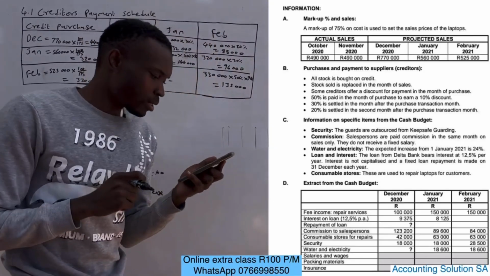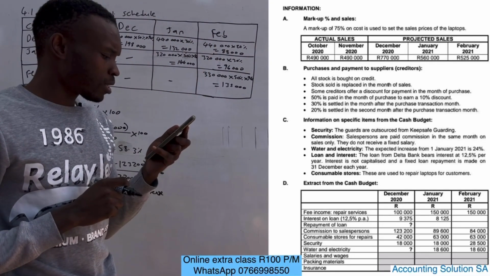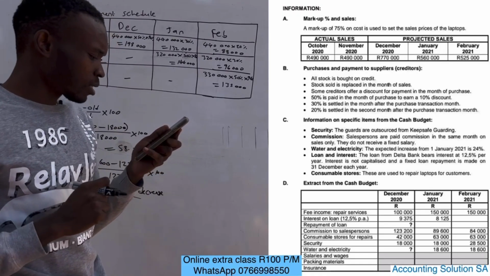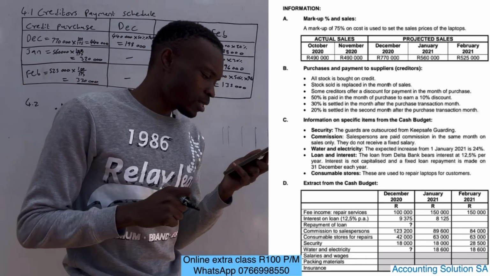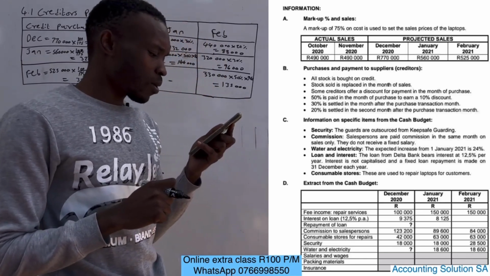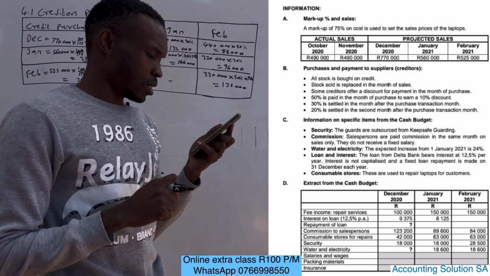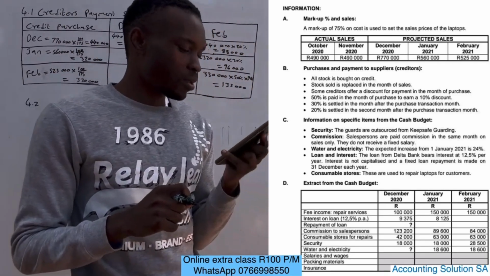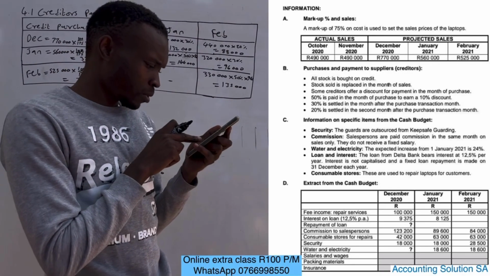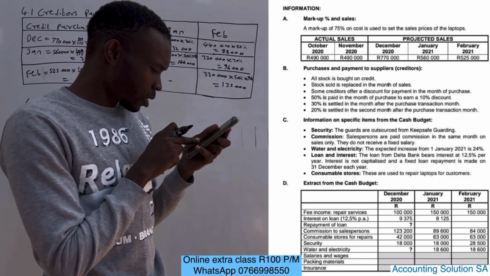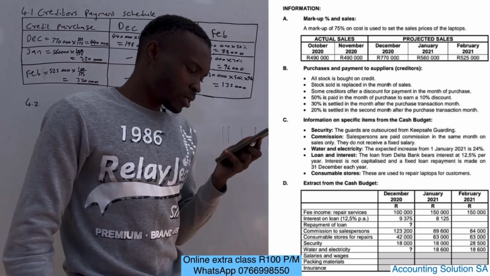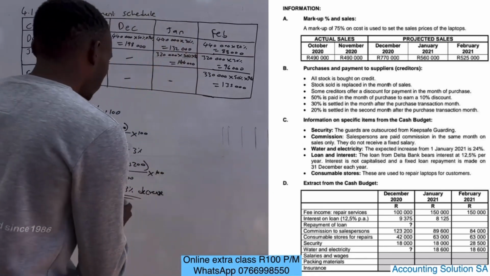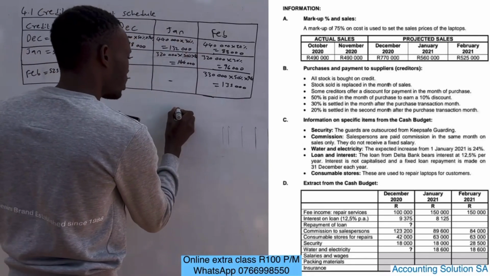Okay, otherwise let's go to water and electricity budgeted for December. Let's take the water and electricity transaction. They said the expected increase from January 2021 is 24%. Let's check water and electricity. For December, we don't have any amount. We are looking for it. And January is 18,600.